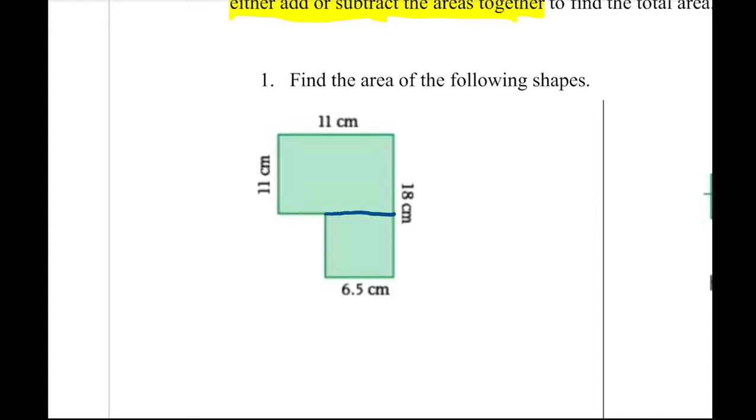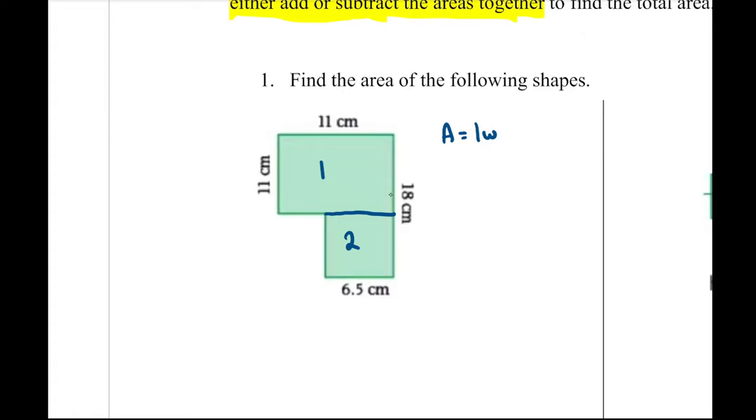I'm going to divide it up the first way, so we have shape 1 and shape 2. If I look at shape 2, I do need some additional measurements to help me figure out the area. Because I'm dealing with rectangles or squares, I can see the area is going to equal length times width.